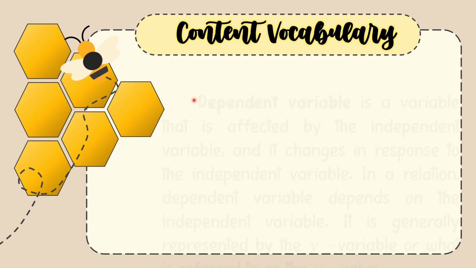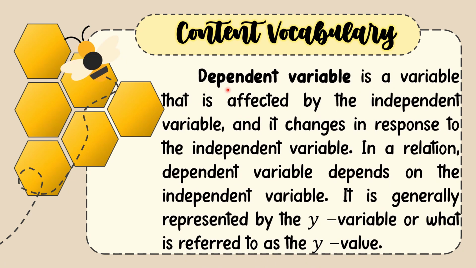It is generally represented by the x variable, or what is referred to as the x value. Now, for the dependent variable: a dependent variable is a variable that is affected by the independent variable, and it changes in response to the independent variable. In our relation, the dependent variable depends on the independent variable. It is generally represented by the y variable, or what is referred to as the y value.